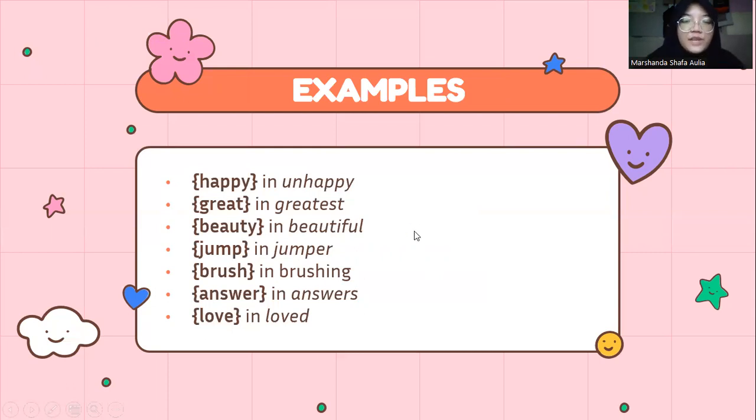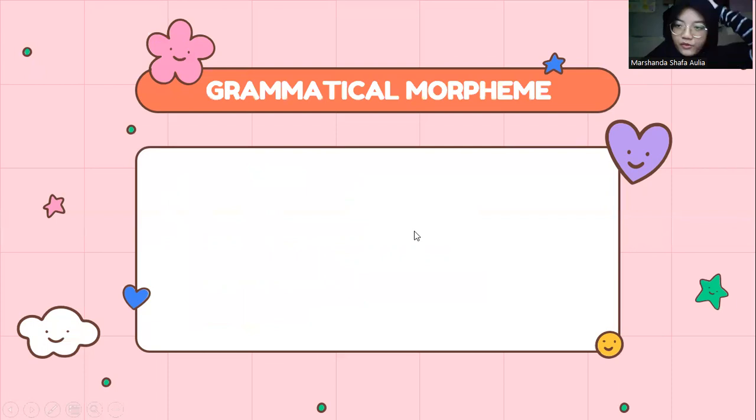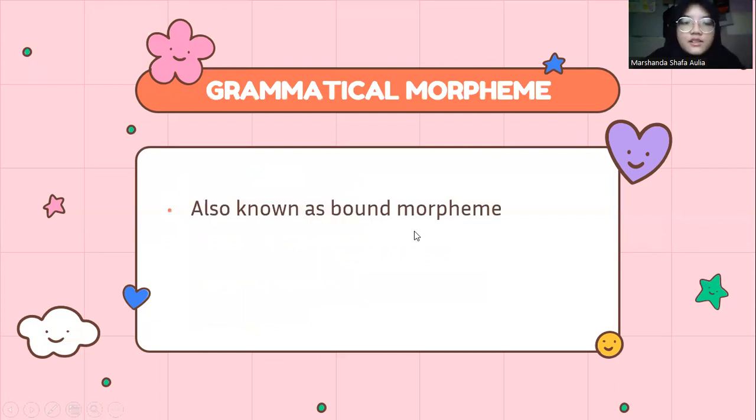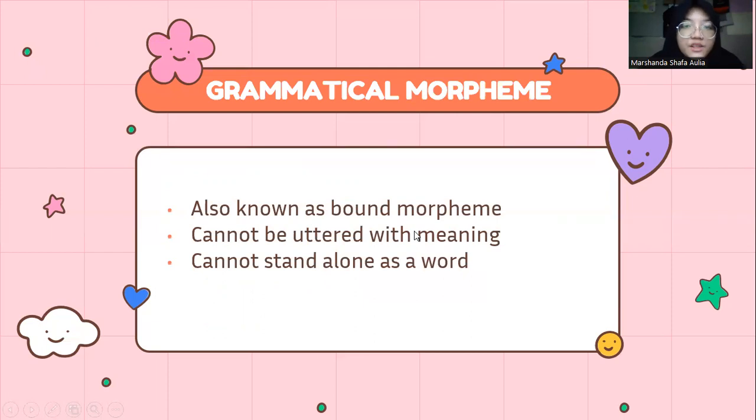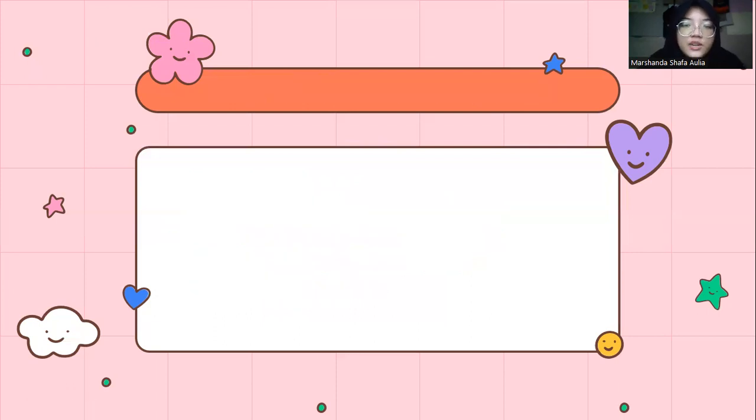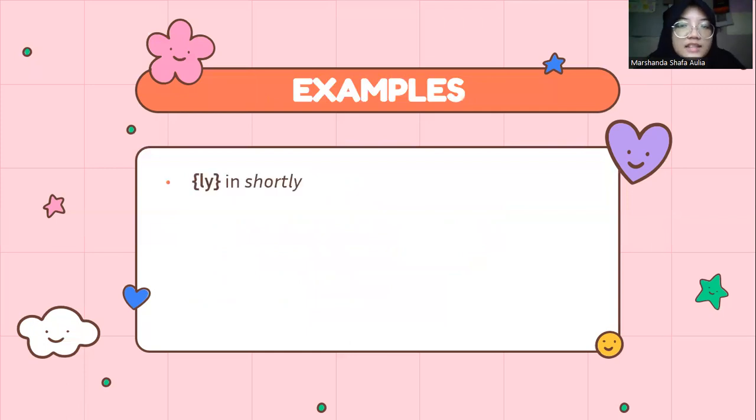And then we have grammatical morpheme, which is also known as bound morpheme, which cannot be uttered with meaning. So it's similar to grammatical word, and it cannot stand alone as a word because it needs to be placed after or before the lexical morpheme, and it mostly consists of prefixes and suffixes. For the examples, ly in shortly.